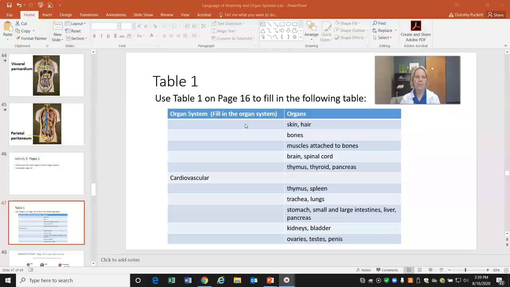So if we look on page 16 at the top, you're going to see the organ system that has skin and hair as its organs would be the integumentary system. And I'm giving you here the organs you want to be able to identify, but you also want to know which system each one is a part of. So make sure you know bones are part of the skeletal system, brain and spinal cord for the nervous system. As you get to each system, you're going to go into much more detail, but we're just trying to learn where these organs are found.